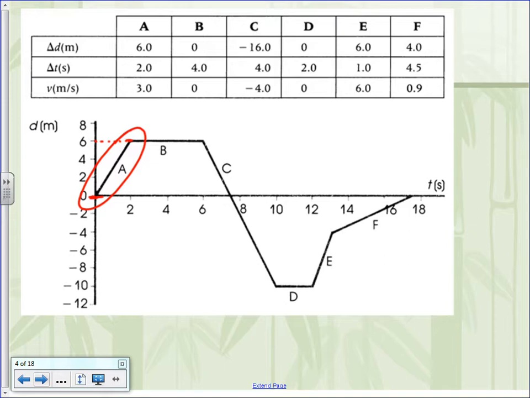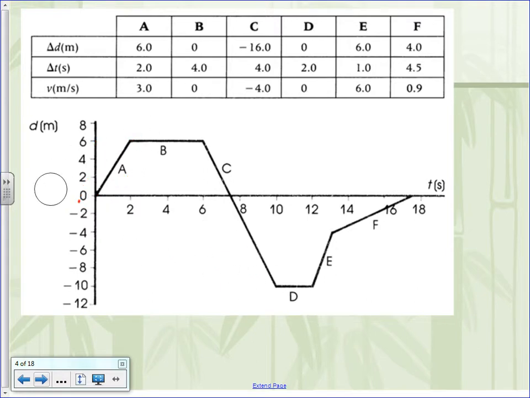Could I calculate what velocity it's traveling at in part A? I just figured out how far it went, 6 meters. How long did that take? 2 seconds. So then I could go rise over run and calculate slope, which is the same as going 6 over 2, which is the same as going distance over time, or displacement over time in this case. We'll get 3 meters per second. Everybody with me there? These are the kind of things you're going to get asked to do. You'll get given a graph and asked to calculate things about sections of it, or maybe the trip as a whole. That's what we're going to look at with this example.